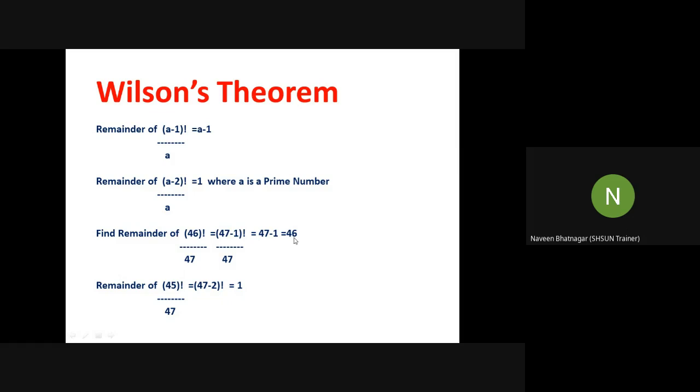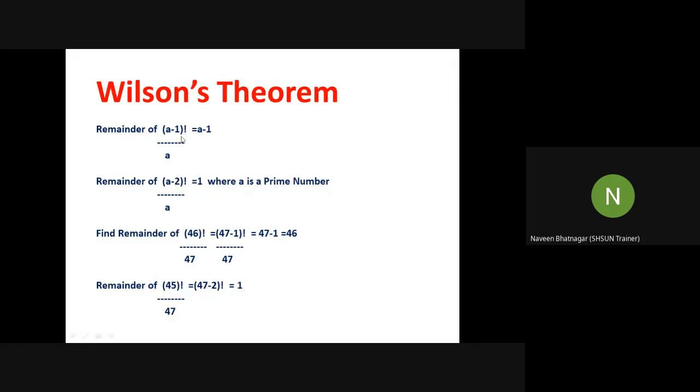See here, a is a prime number. You have to keep this thing in mind. And the second result is: factorial (a minus 2) divided by a, the answer will be 1. Like if I ask you to find the remainder of factorial 45 divided by 47, see, 45 is just two numbers less than 47 and 47 is a prime number. So my answer will be 1. So it's very easy to remember.